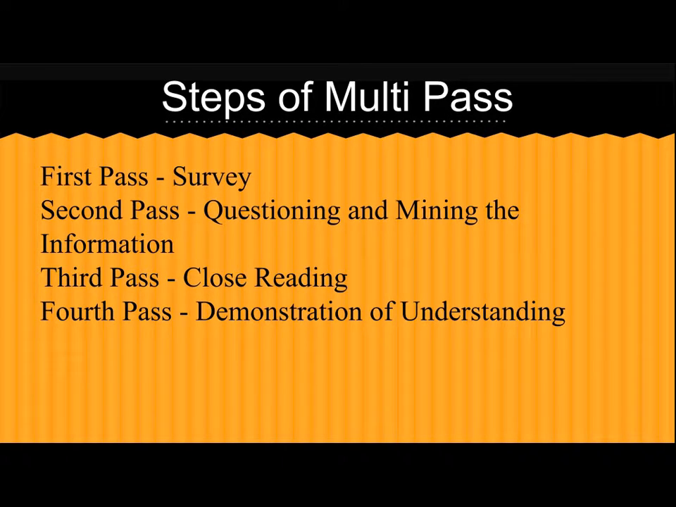All right, so here's the steps of multi-pass. In the first pass, it's called survey. Sometimes you know this as skimming. Some of the things that I do during the first pass is I look at the title. I look at headings. I also might want to look at bold-faced words, those vocabulary words. Another very useful place, especially with your history book or your science book, is to look at chapter questions. Why? Because that's information that the author thinks is important. The survey step is done quickly, and your job is to find the main idea.